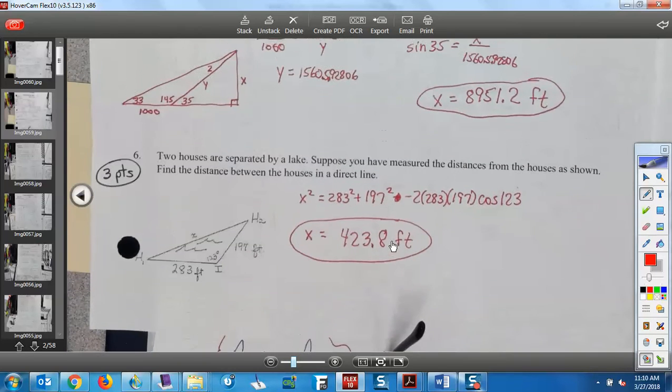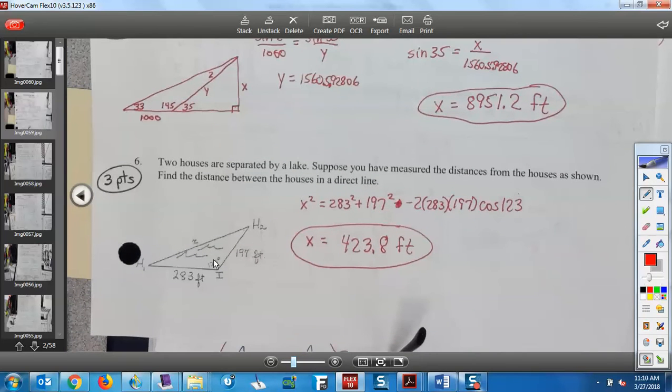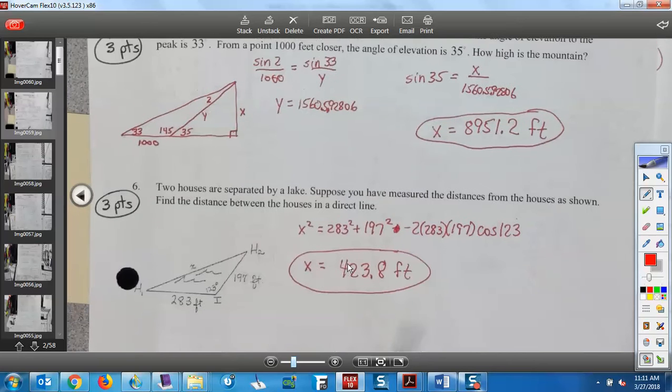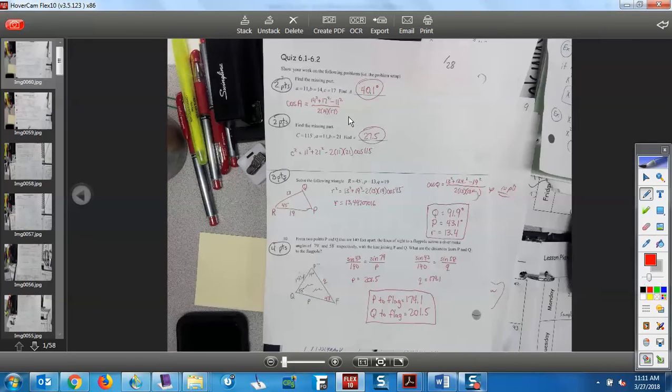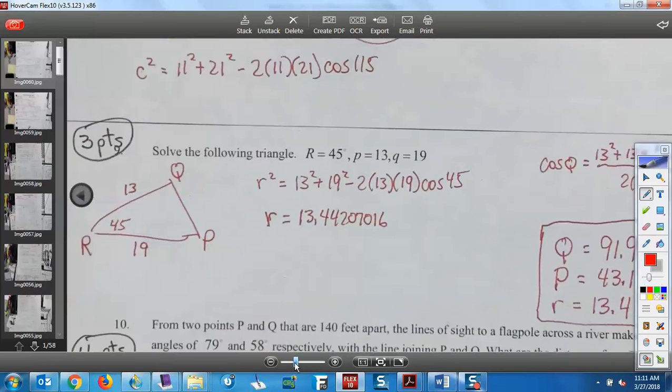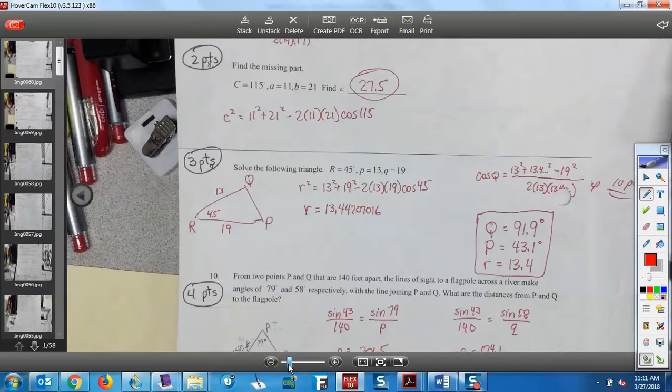Number 6, 2 houses are separated by a lake. Gave you the picture, so it was all pretty much there. It's just pretty much a straightforward law of cosines, side angle side. So x squared equals all that, and then don't forget to square root it at the end, and you get that right there. Okay, all right, back side. And we'll come back and do number 4 here in a minute.